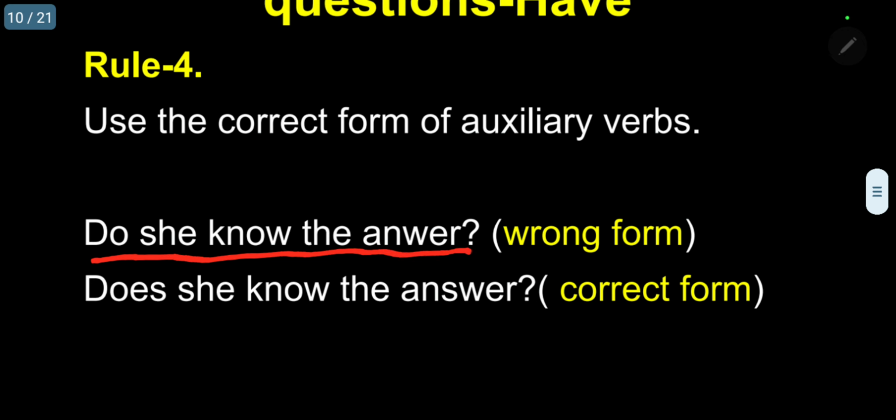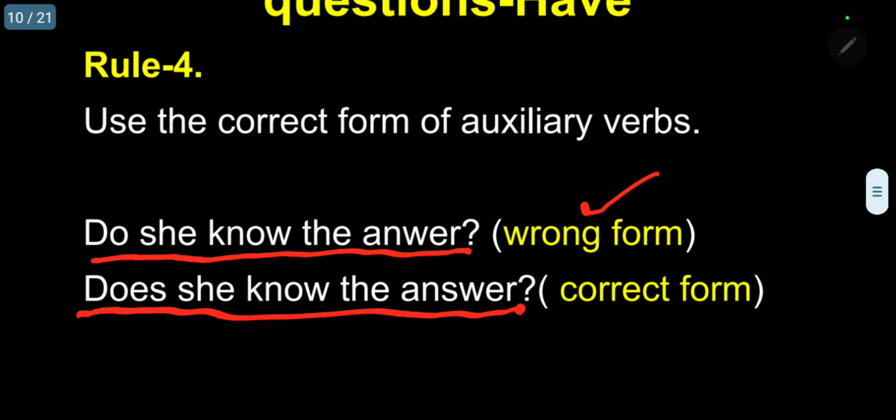Do she know the answer? Do is plural, she is third person, personal singular: he, she, it. So for he, she, it we have to use does. So this is the wrong form. The question is in the wrong form. So what is the correct form? Does she know the answer?